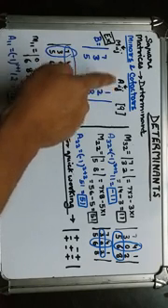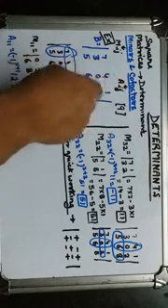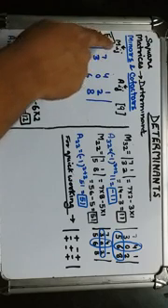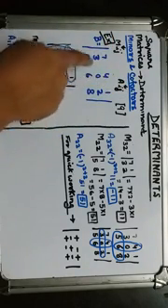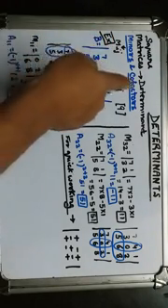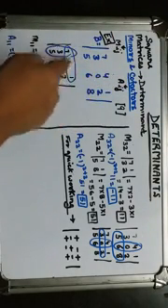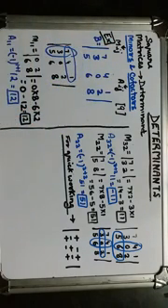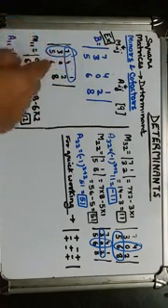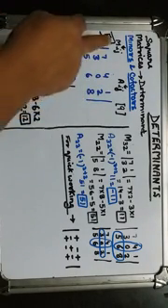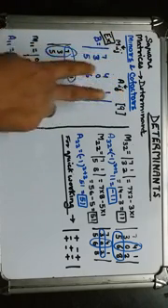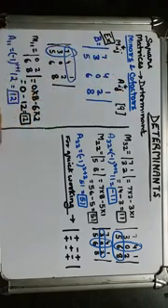So how many minors and how many cofactors are there in a determinant? Suppose B is a determinant. How many minors and how many cofactors are there? There are 9 minors and 9 cofactors in any determinant when the order is 3 by 3. Whatever the number of elements in any determinant, that many are the minors and that many are the cofactors also.